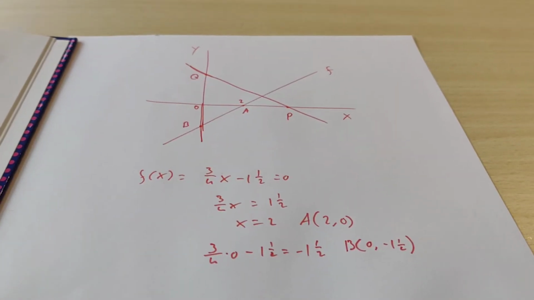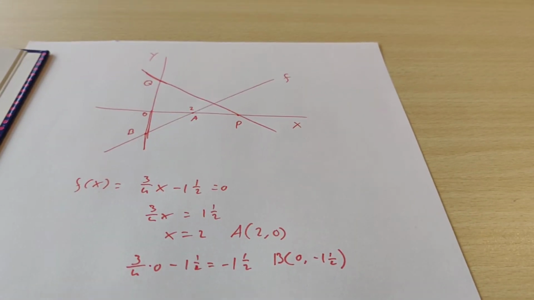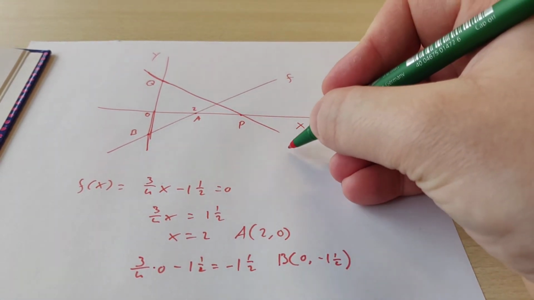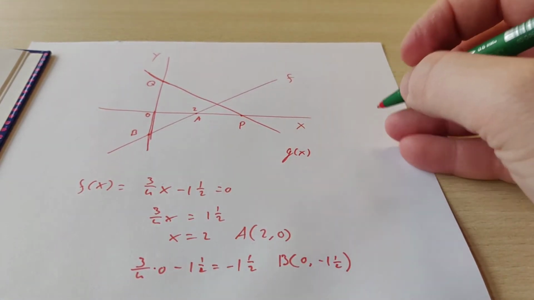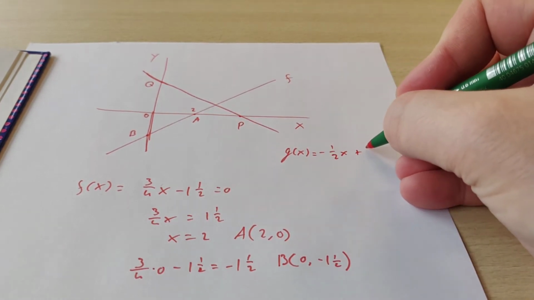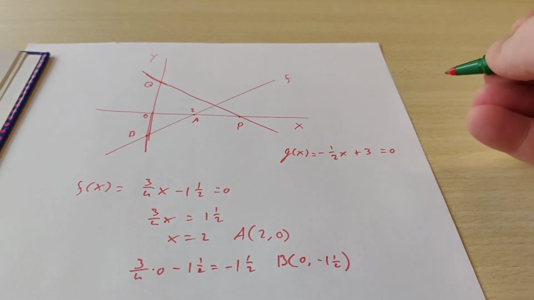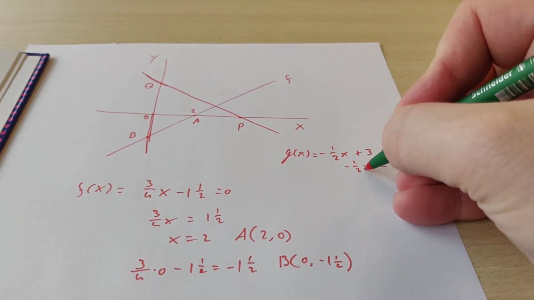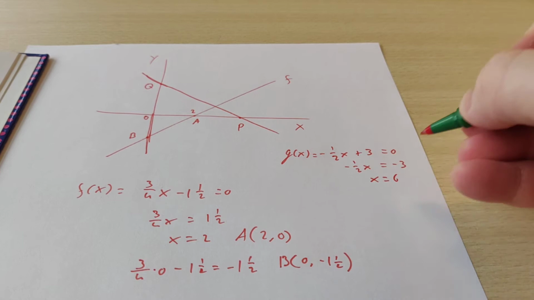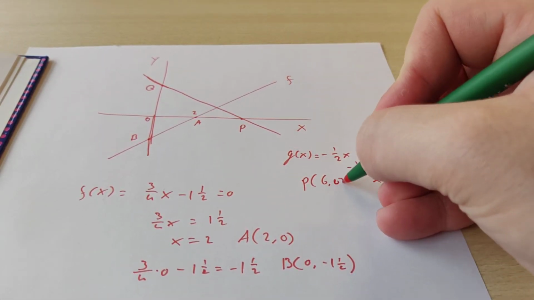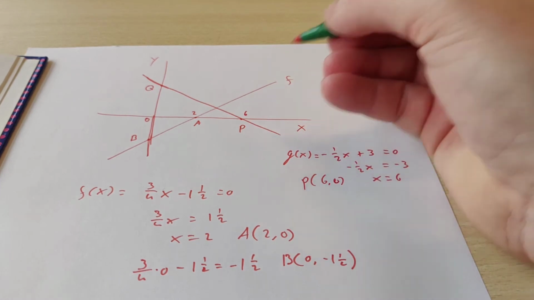Okay? Then for g, I'll do something similar, and maybe I should have left a bit more room over here. It doesn't matter, I'll just start a bit higher. So for g(x), the formula is minus 1/2 x plus 3. So when I want to know when this is 0, I move the 3 to the other side. So minus 1/2 x equals minus 3. So then you know that x is 6. So the coordinates for point P are (6, 0). So this is 6, right?